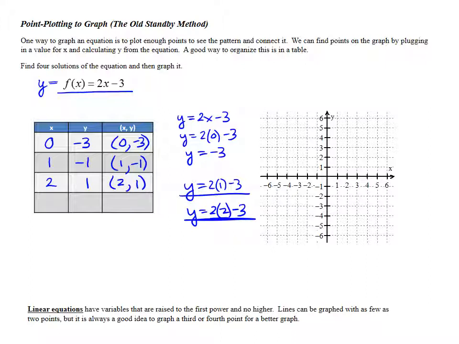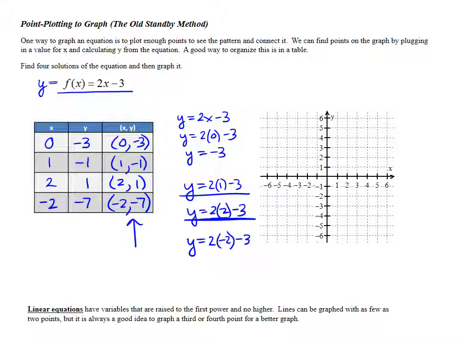And then the next one, I could keep going and plug a 3 in, but don't forget, you can also plug negative values in. So let's just plug a negative value, say negative 2 in, just to practice this. Negative 2 plugged in would give me y as 2 times negative 2 minus 3. That would be negative 4 minus 3, which is negative 7. So I'd have a value of 2, negative 7. So there are 4 solutions, and those solutions are points that we can graph in the grid.